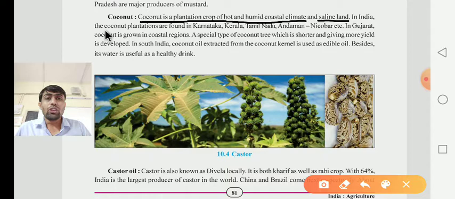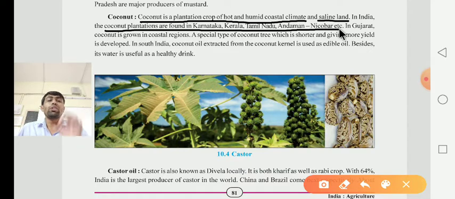In India, coconut plantations are found in Karnataka, Kerala, Tamil Nadu, Andaman, Nicobar, etc. It means we have to see these areas near the sea. In Gujarat, coconut is grown in the coastal region. Whatever areas are given, the maximum production of coconut is near the coastal region.